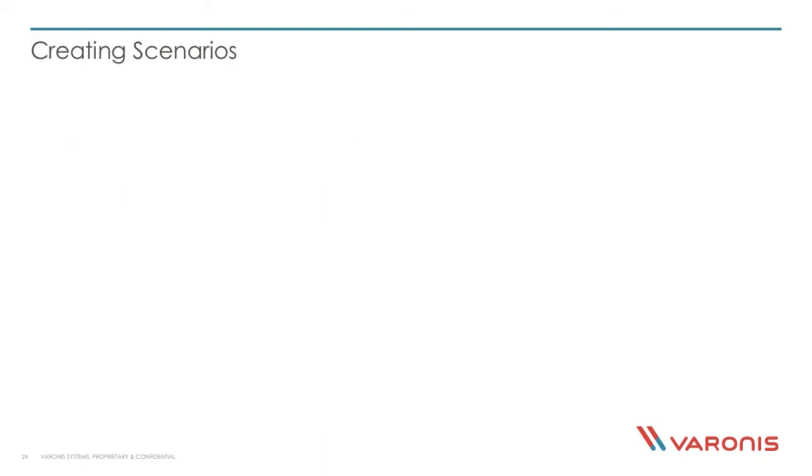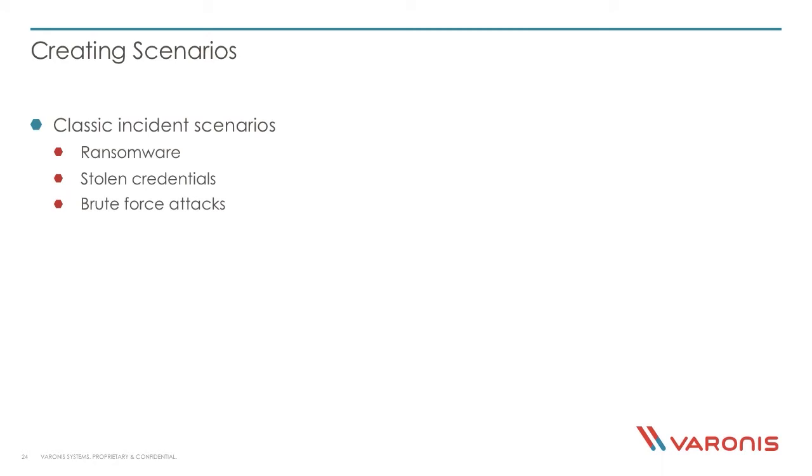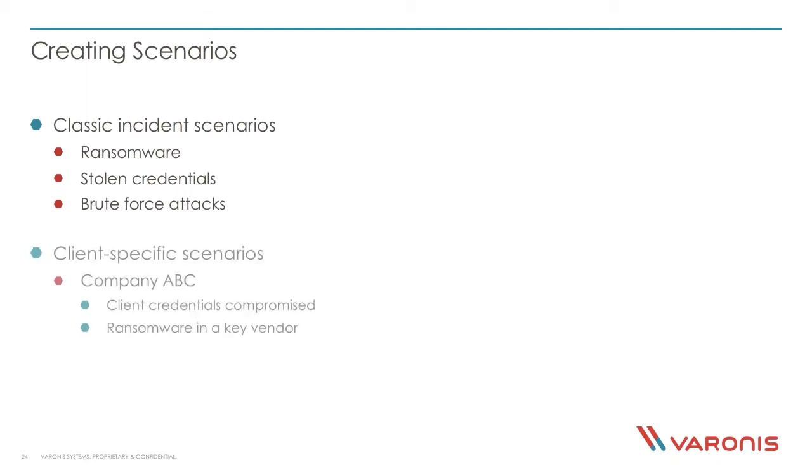The incident scenarios will vary from company to company. So when creating scenarios for your company, you should consider the classic incidents, such as ransomware, stolen credentials, brute forcing, and so on. But also consider some client-specific scenarios. For example, for company ABC, one concern is when client credentials are compromised, or when a vendor gets infected with ransomware. Also, a good source of information can be the SIEM solution of the company. You can ask your SOC manager what are the most frequent incidents and which are the most critical incidents. Those should be your priority when creating incident scenarios.